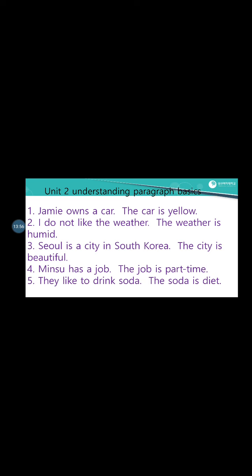So here we go. I've got you some sentences. Jamie owns a car. The car is yellow. I do not like the weather. The weather is humid. Seoul is a city in South Korea. The city is beautiful.